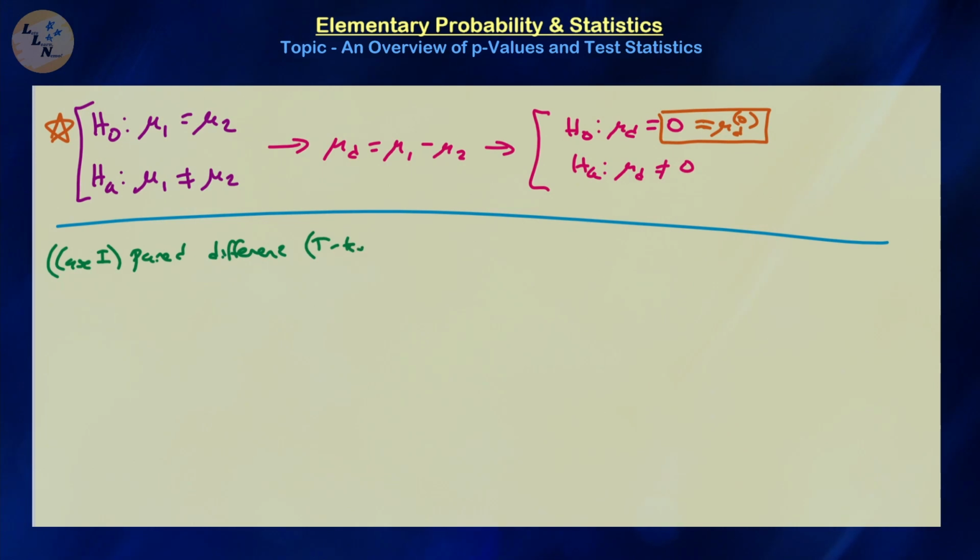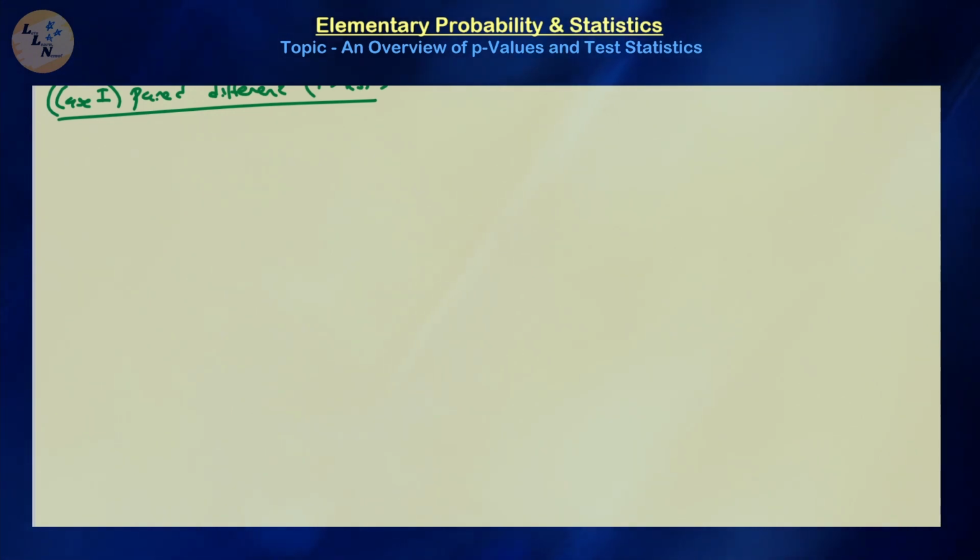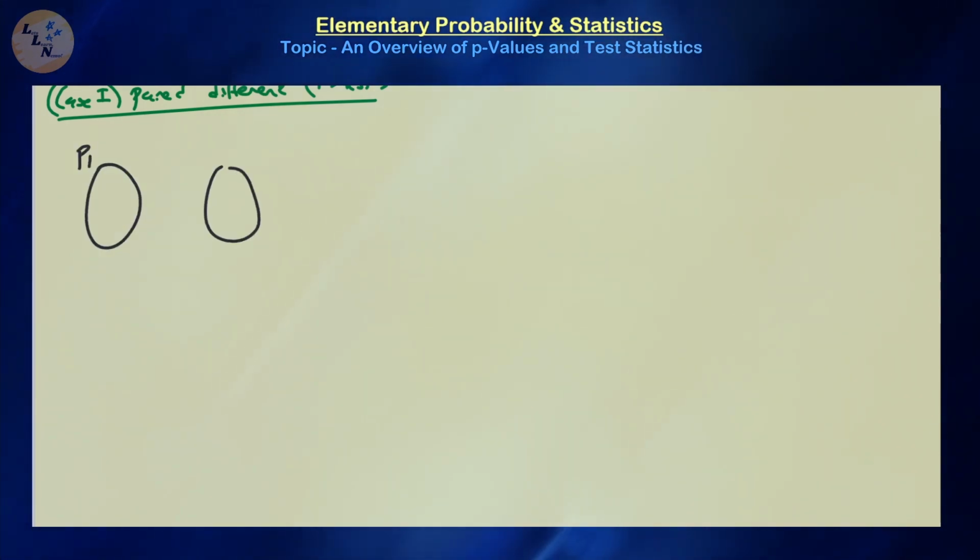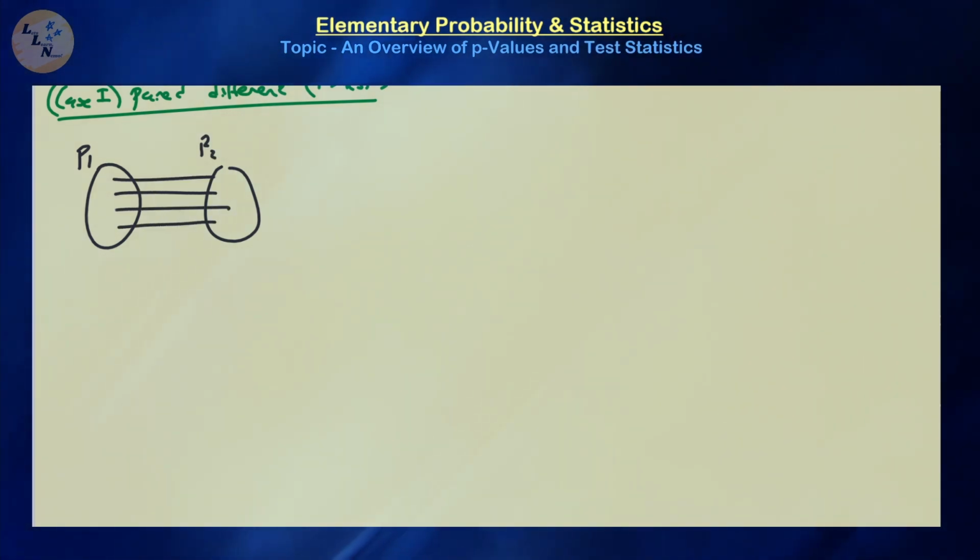Generally speaking, it's a t-test. There are special cases where it is a z-test, but most of the time it's going to be a t-test. So a paired difference t-test is usually evident if you have, for example, one population here, one population here, and there's a one-to-one correspondence that has a meaningful relationship to the study at hand. For example, this is extremely common with before and after studies.